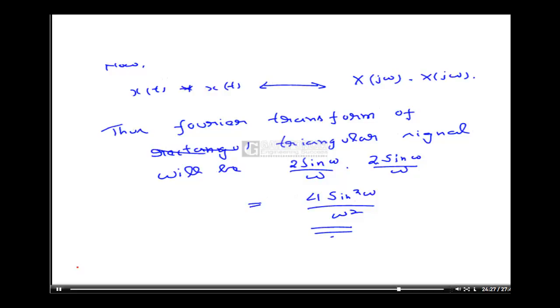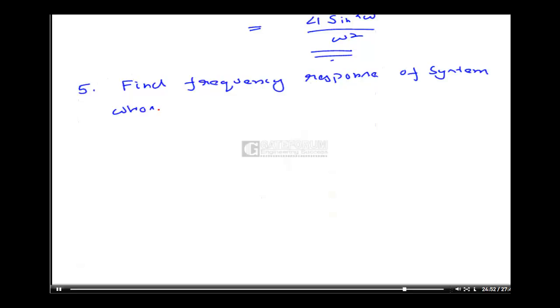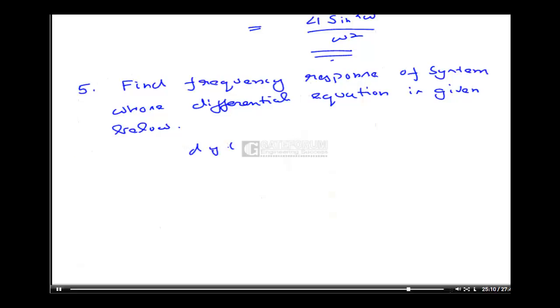Next problem. Find the frequency response of the system whose differential equation is given below: dy(t) by dt plus 2 y(t) is equal to x(t).